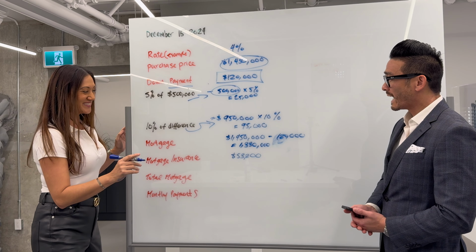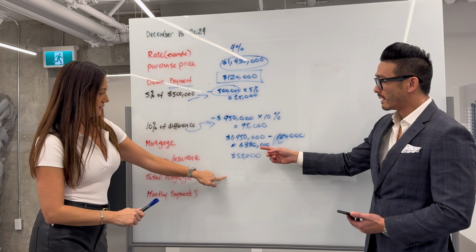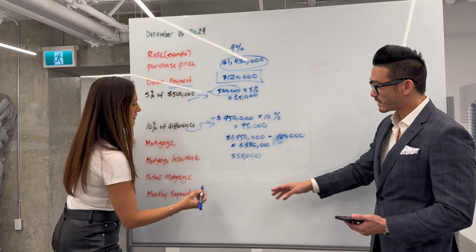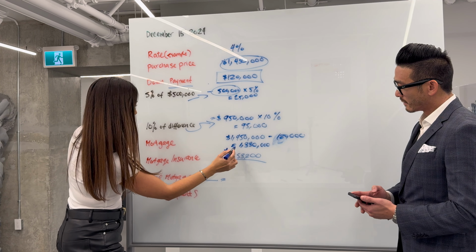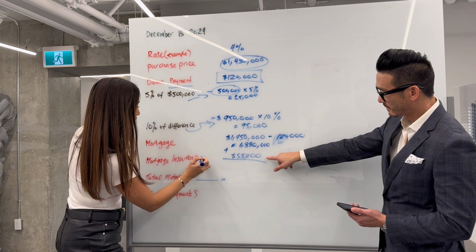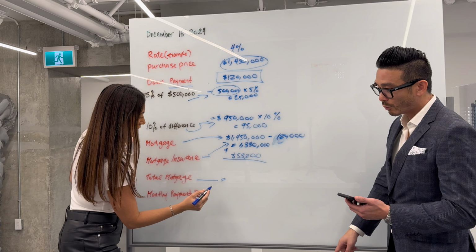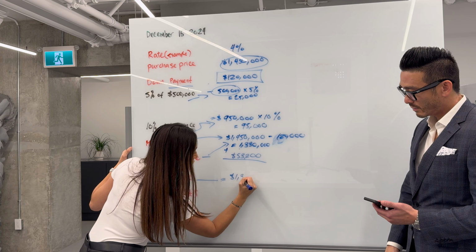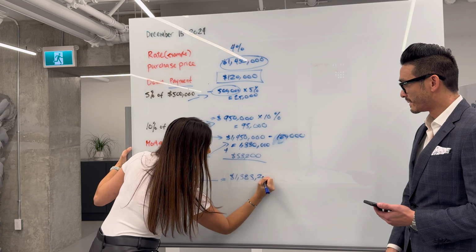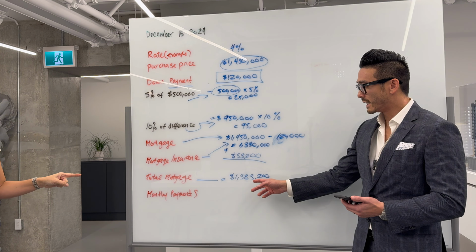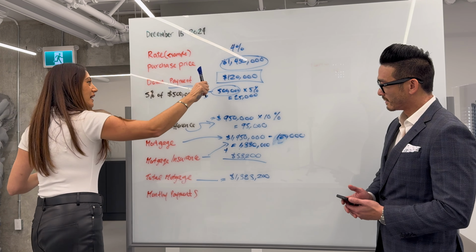So what we have now is a total mortgage of 1.33 million, and then you have to add the insurance premium. So we take our mortgage plus our mortgage insurance. That number works out to be $1,383,200. That's our total mortgage for the entire property of this price.